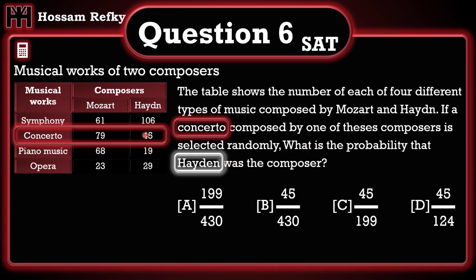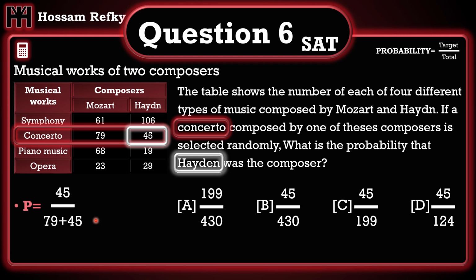Okay, so it's Haydn, so it's here the 45. Remember the probability rule, it's the target over the total. So target here is 45 and the total here is 79 plus 45, because we are only picking from the concerto part here, or the concerto music only. So it's 45 over 124, which is this one.